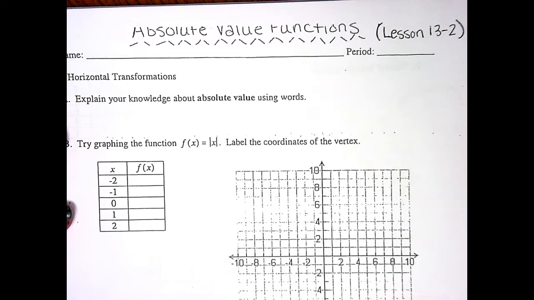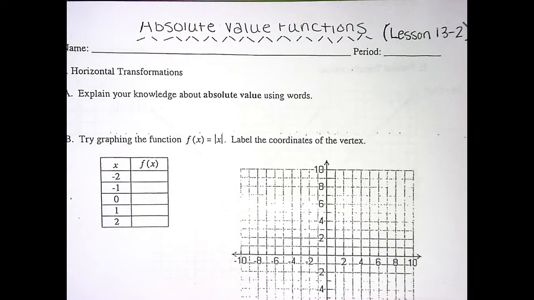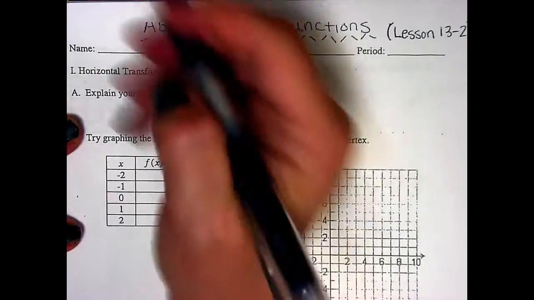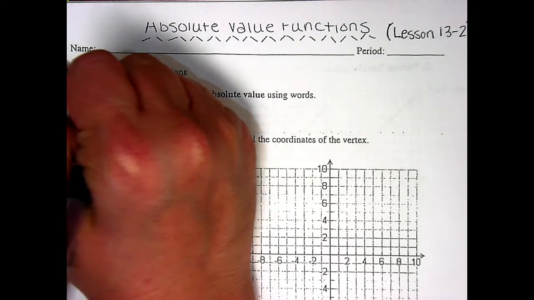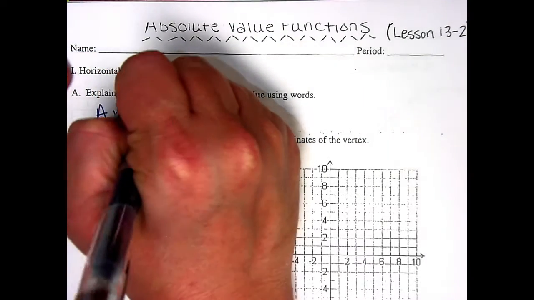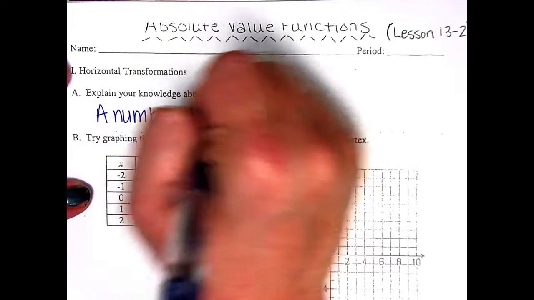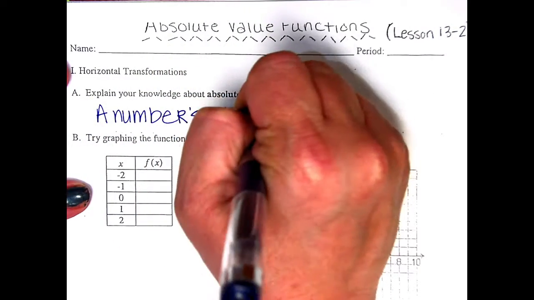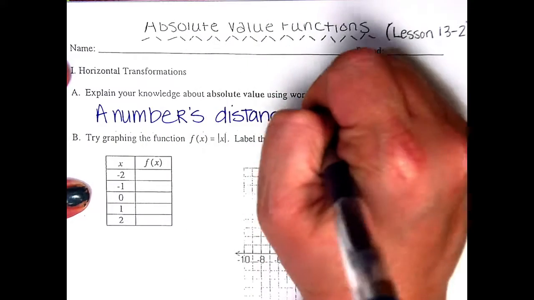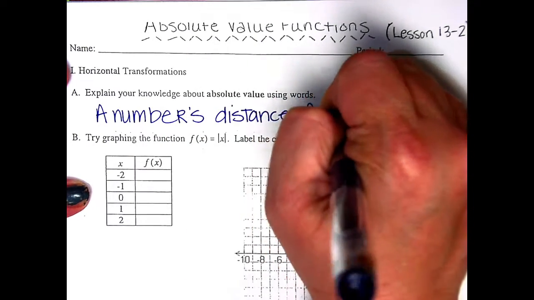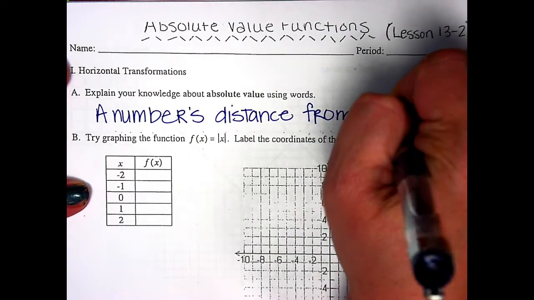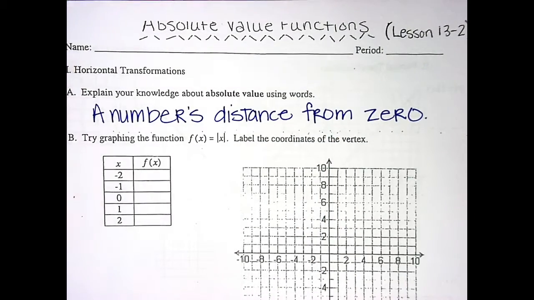So the first thing we need to know, it says explain your knowledge about absolute value using words. So absolute value is a number's distance from zero. Alright, so it is literally how far away, which is why the absolute value of, let's say, -2 is 2. -2 is 2 numbers away from 0.